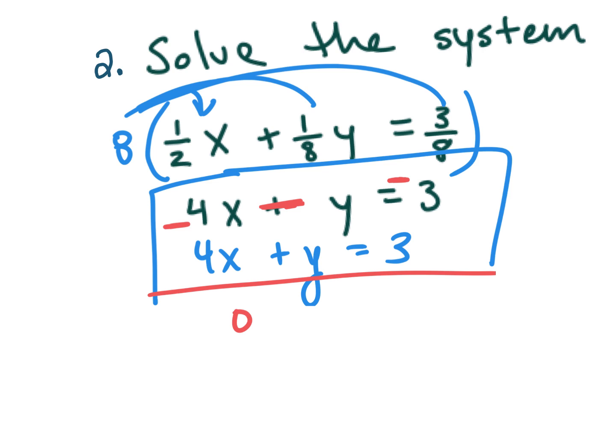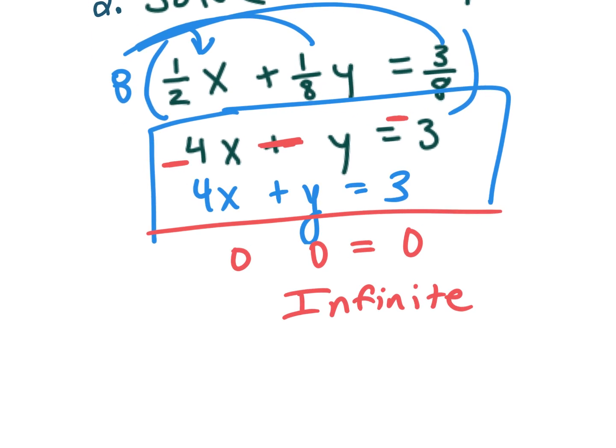0. What's negative y and a positive y? 0 equals -3 plus 3, which is 0. What do you think happens, guys, when everything cancels out? You get 0 equals 0. Infinite. All right, there is a possibility where everything cancels out.